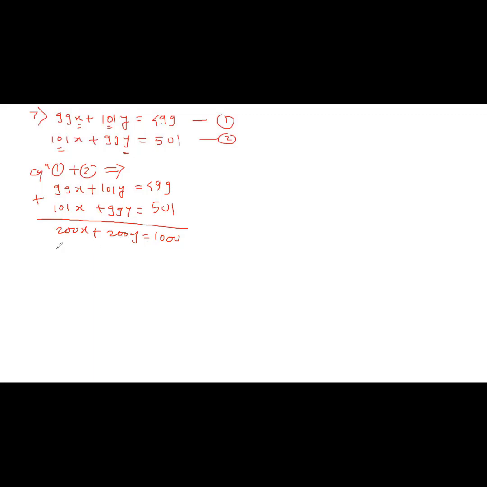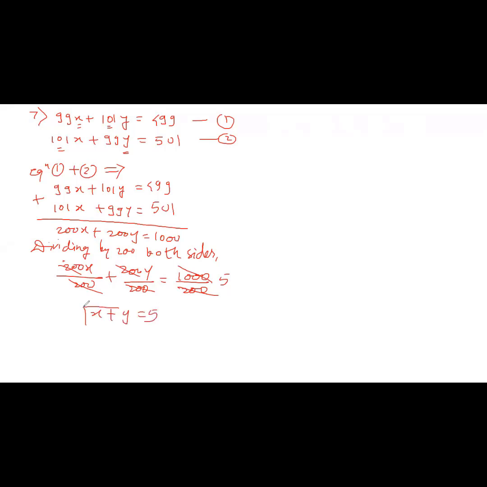So if we divide by 200 both sides, I'm going to write here the step: dividing by 200 both sides. So what will happen? 200x is divided by 200, 200y is divided by 200, and 1000 is also divided by 200. So the 200s cancel, and 1000 divided by 200 is 5. So it becomes x plus y equals 5. So we got this equation 3.